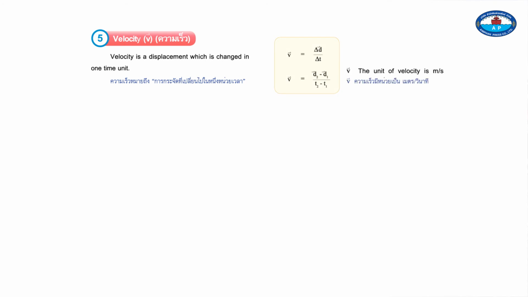5. Velocity. Velocity is a displacement which is changed in one time unit. The unit of velocity is meters per second.